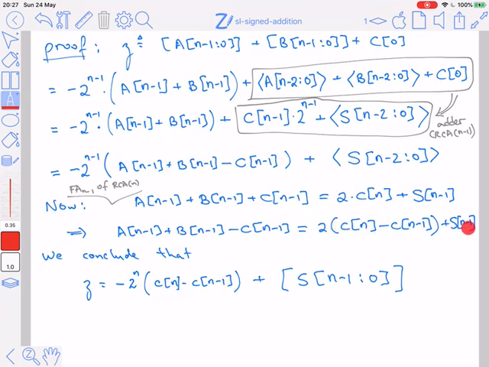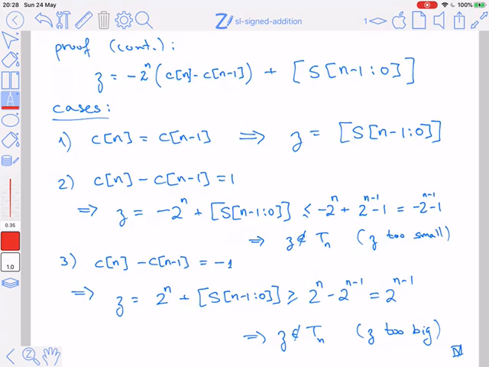Okay? What do I conclude? Well, I have here 2 times minus 2 to the power of n-1, so that becomes minus 2 to the power of n times Cn minus Cn-1. And I have the Sn-1 with a weight of minus 2 to the power of n-1, so I could put it here with 2's complement representation, and the remaining bits of S get the same value. So this is my conclusion. The desired sum always equals this expression.